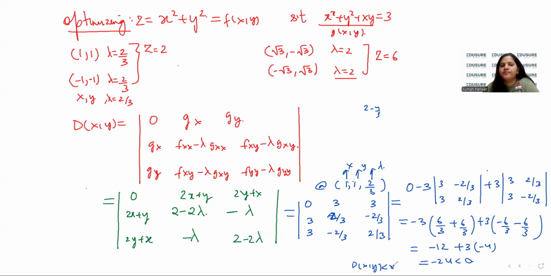And this is going to hold for this point also. And at these other points, this determinant will come out to be positive. So this is how we apply the sufficient conditions to confirm whether our point is a point of local maxima or a point of local minima.